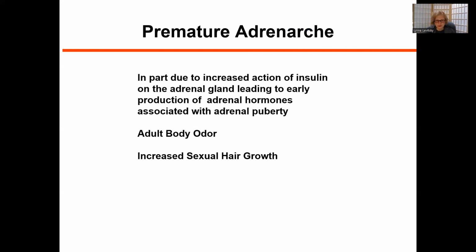Premature adrenarche or premature adrenal development is due in large part to increased action of insulin because of insulin resistance on the adrenal gland. So you get early production of adrenal hormones associated with adrenal puberty, and that gives you the adult body odor and the increased sexual hair growth.